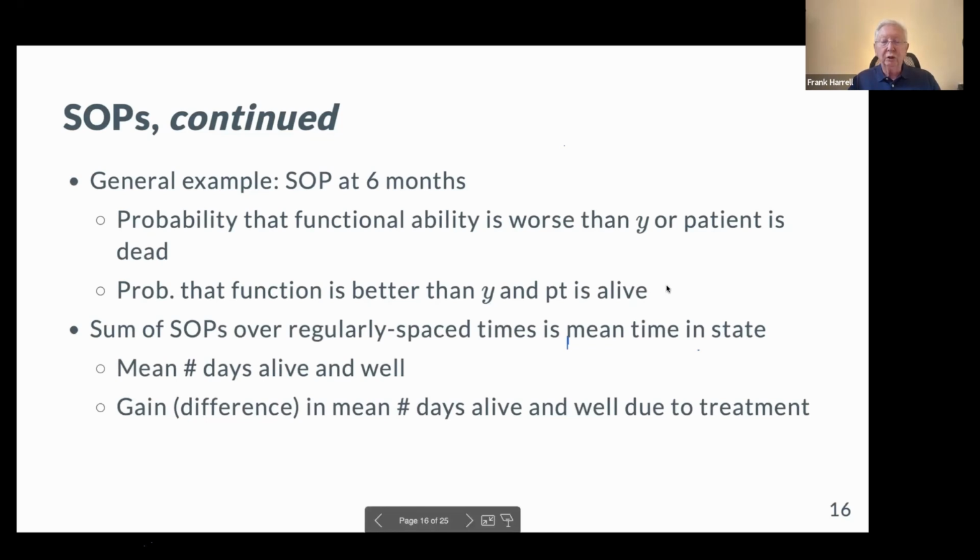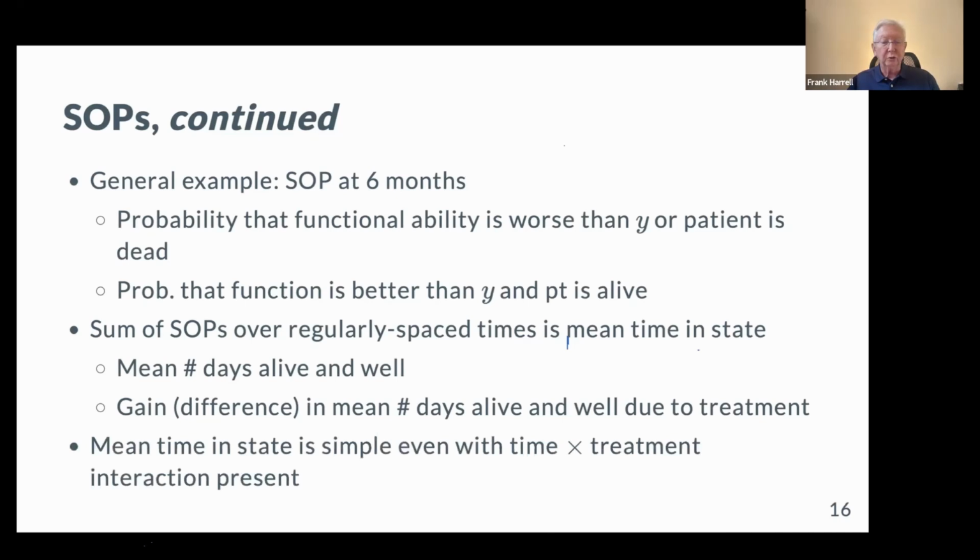And if your times are equally spaced and you want to calculate the mean time in one of these states, then all you do is to sum the state occupancy probabilities, and that gives you the mean times. For example, the mean number of days alive and well, or the gain in the number of days alive and well due to the treatment. So you're translating the treatment effect to the time scale to make it easier to interpret. And that's easier to interpret even if you have a time by treatment interaction required in the model.